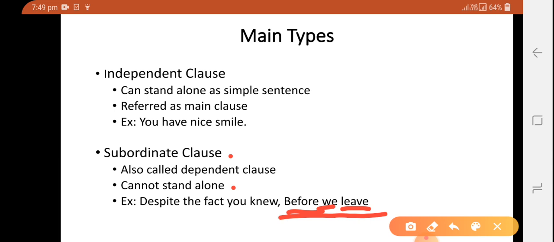It has a subject and verb but doesn't stand alone. It cannot stand alone for a complete meaning. We cannot say before we leave as a sentence. It hangs, the meaning hangs without the completeness. Okay.